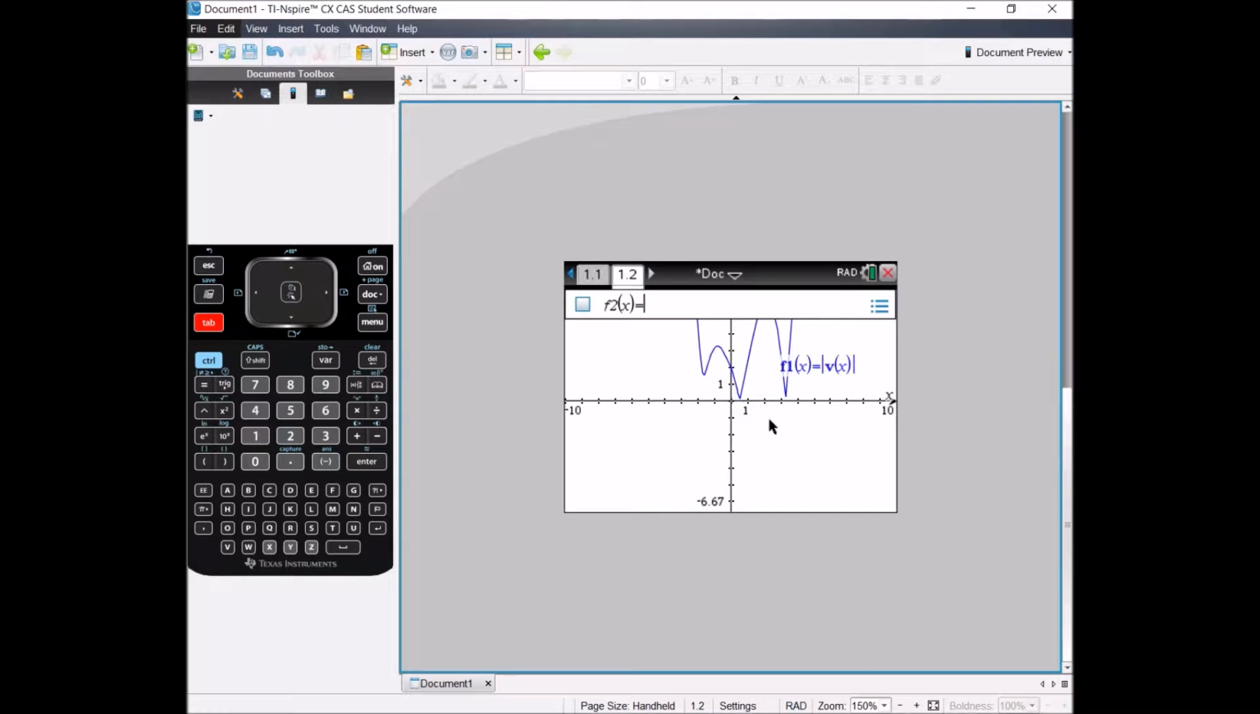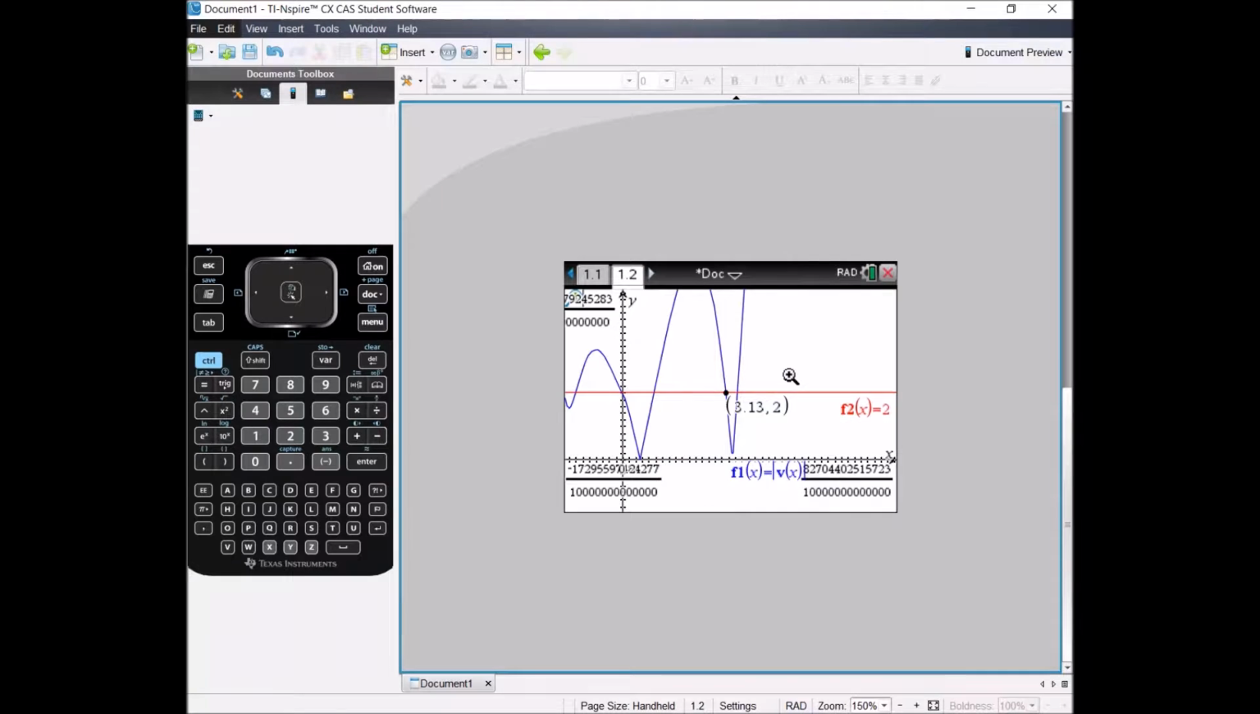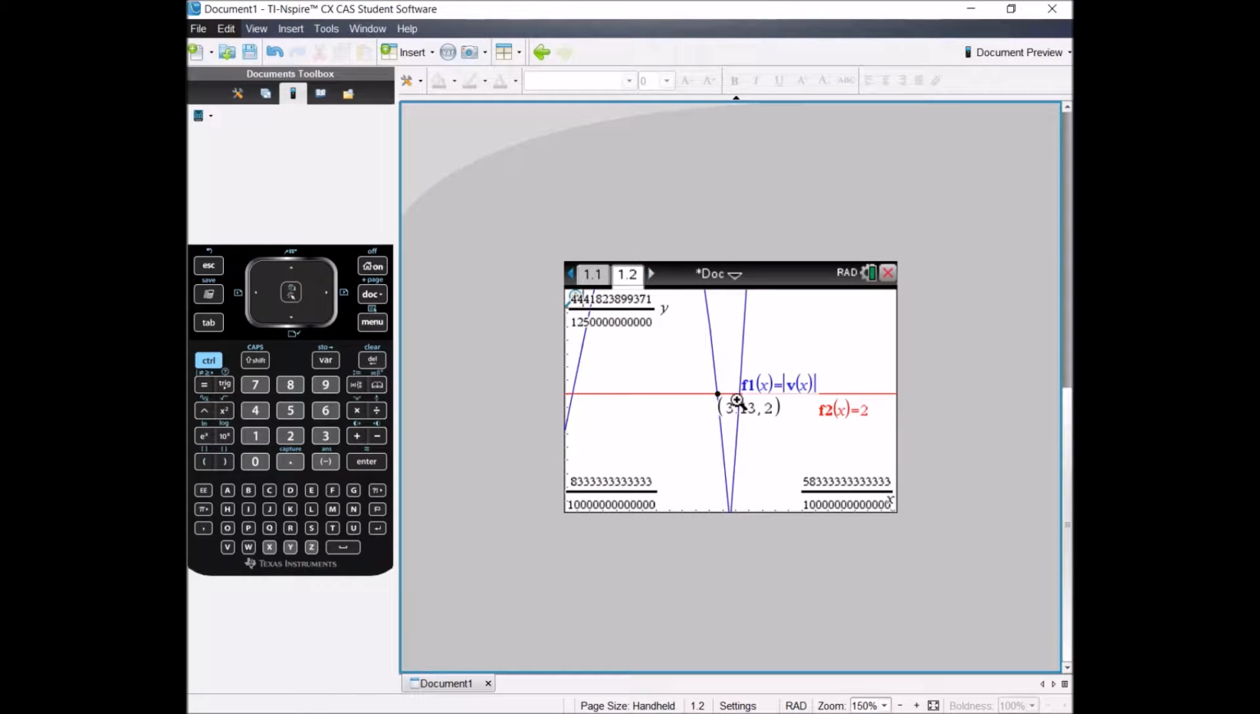So we need to set where this equals 2. So we need to graph y = 2 and find the intersections between 2 and 4. Lower bound 2, upper bound 4. And that found the first intersection. Let us zoom in. You have to be a little careful with this. There's 2 intersections right there. 3.13. Now we need to find the second one.